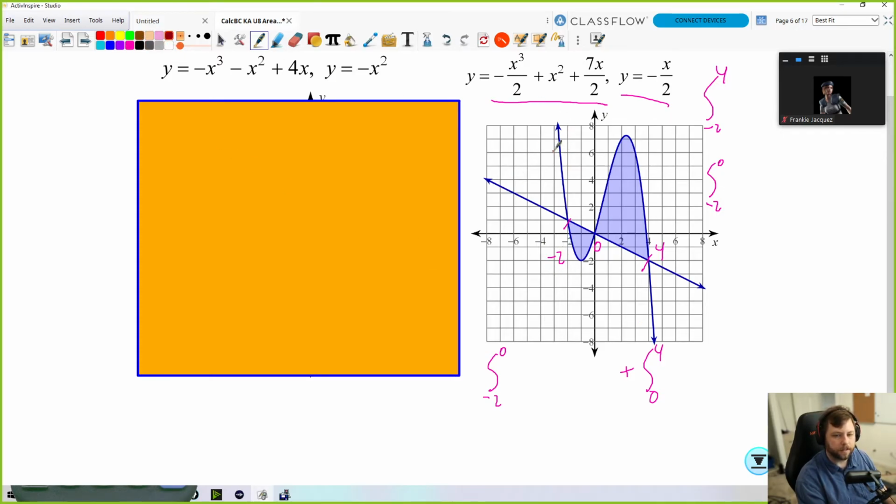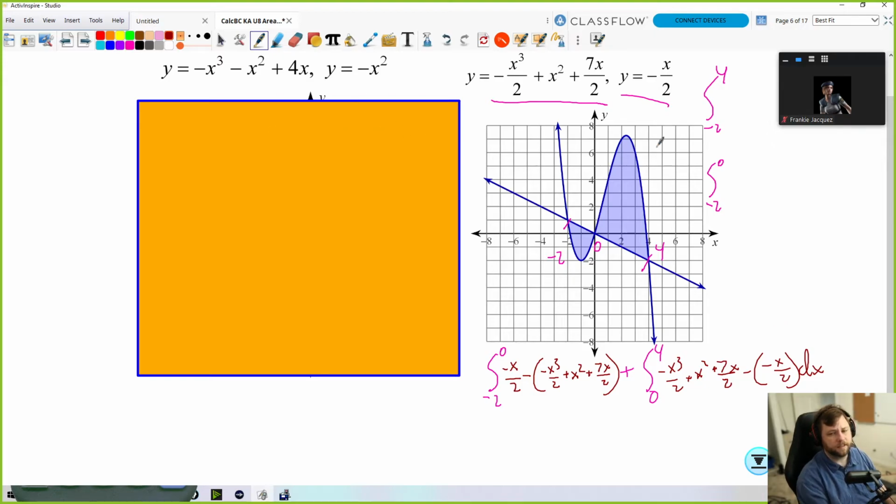So for example, let's say this function right here, I don't want to write it all out. No, I'll write it all out. For this one, on the left, the line's on top, so it'd be negative x over 2 minus the other thing. I should really choose easier examples. And the other one's going to be the opposite. It'll be negative x cubed over 2 plus x squared plus 7, 2 over x minus negative x over 2. Just remember you have to split them up.